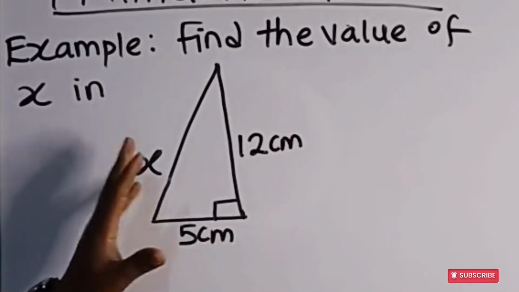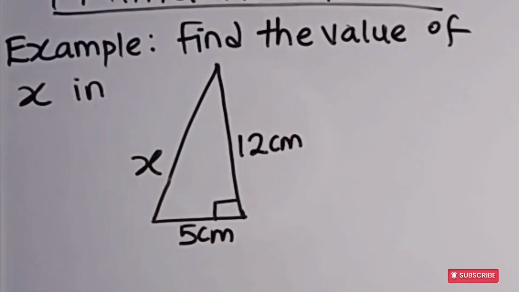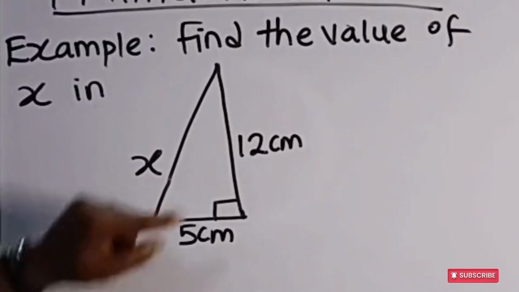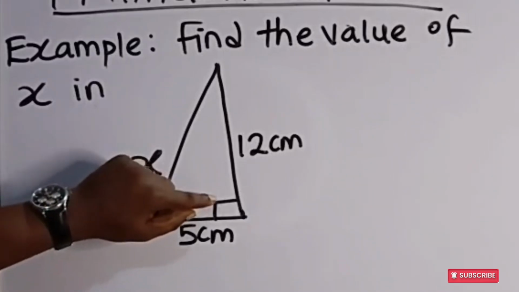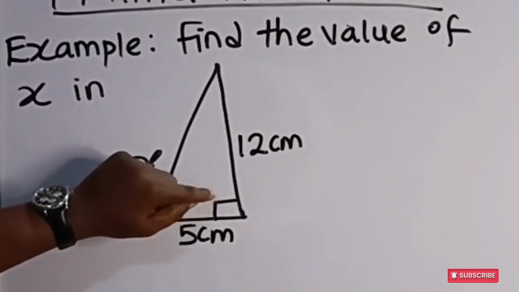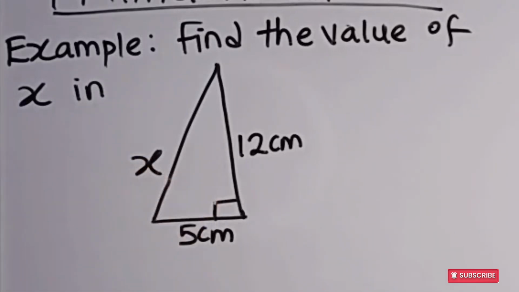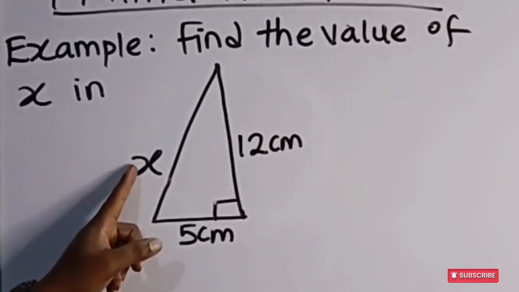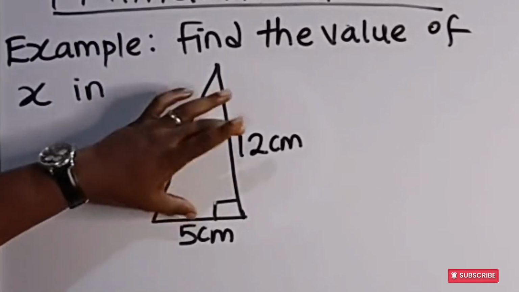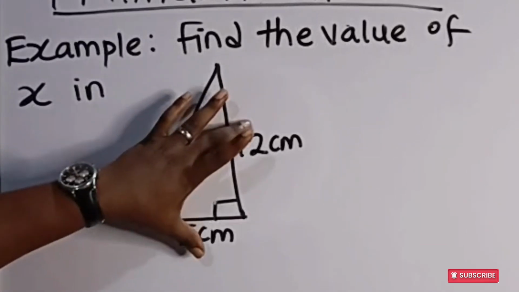So my drawing does not look perfect. I'm not really good at drawing, but this is a right angle triangle because of this sign here. So this sign tells us that this is 90 degrees. Okay. So now we know that this is a right angle triangle. So since it is a right angle triangle, we can use Pythagoras theorem, because Pythagoras theorem is used to find a missing side of a right angle triangle when the other two sides are given or are known.